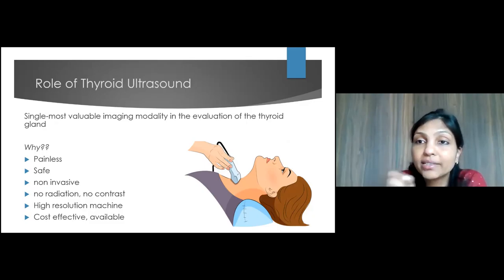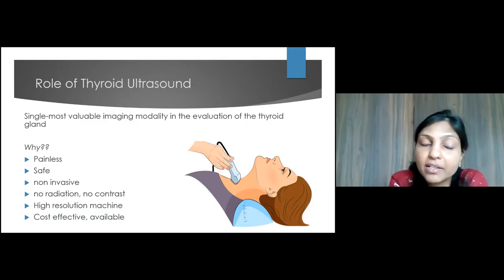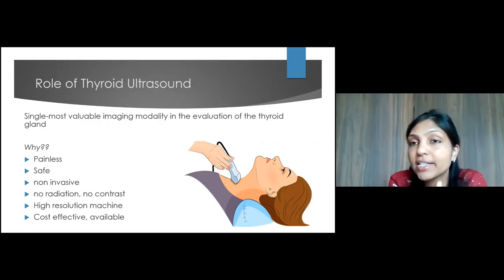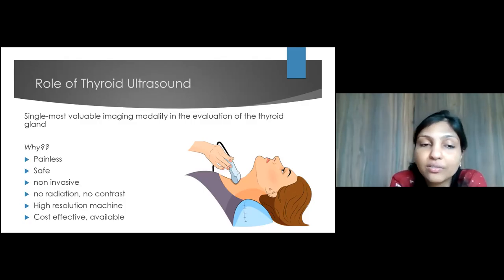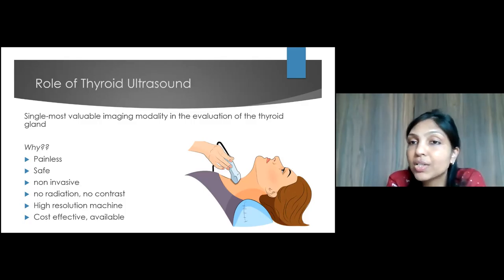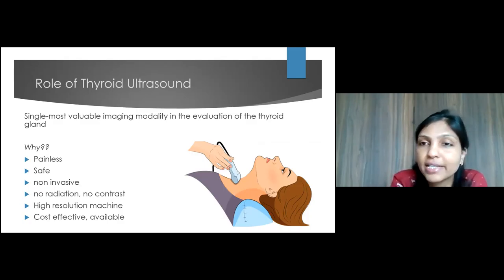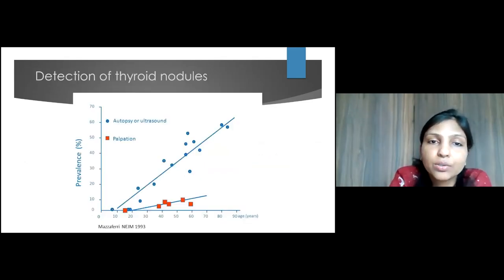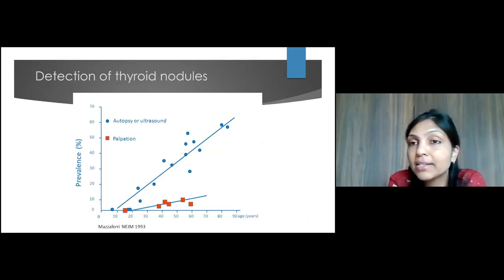So add to it the Doppler, and then you are able to even identify the vasculature in the thyroid parenchyma, the nodules, or the lymph nodes. So ideally, it has pushed away the use of radionuclide imaging, which is now more restricted to the evaluation of conditions like hyperthyroidism.